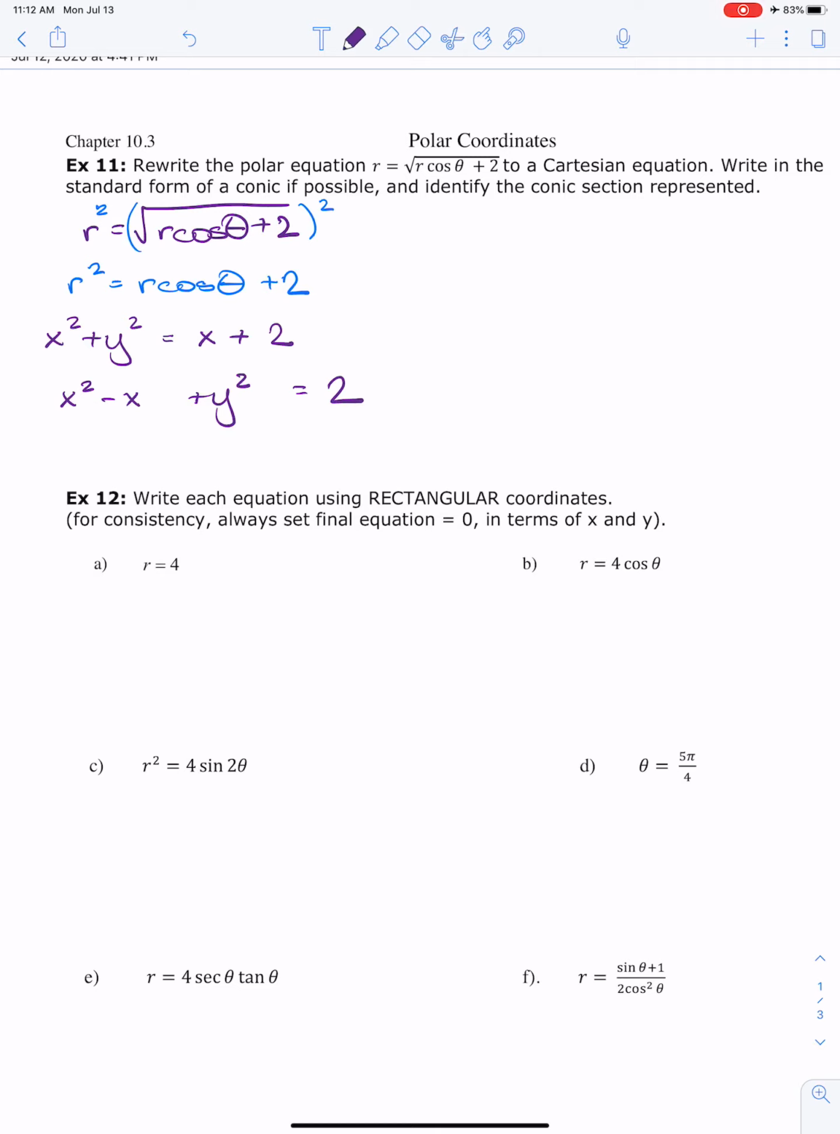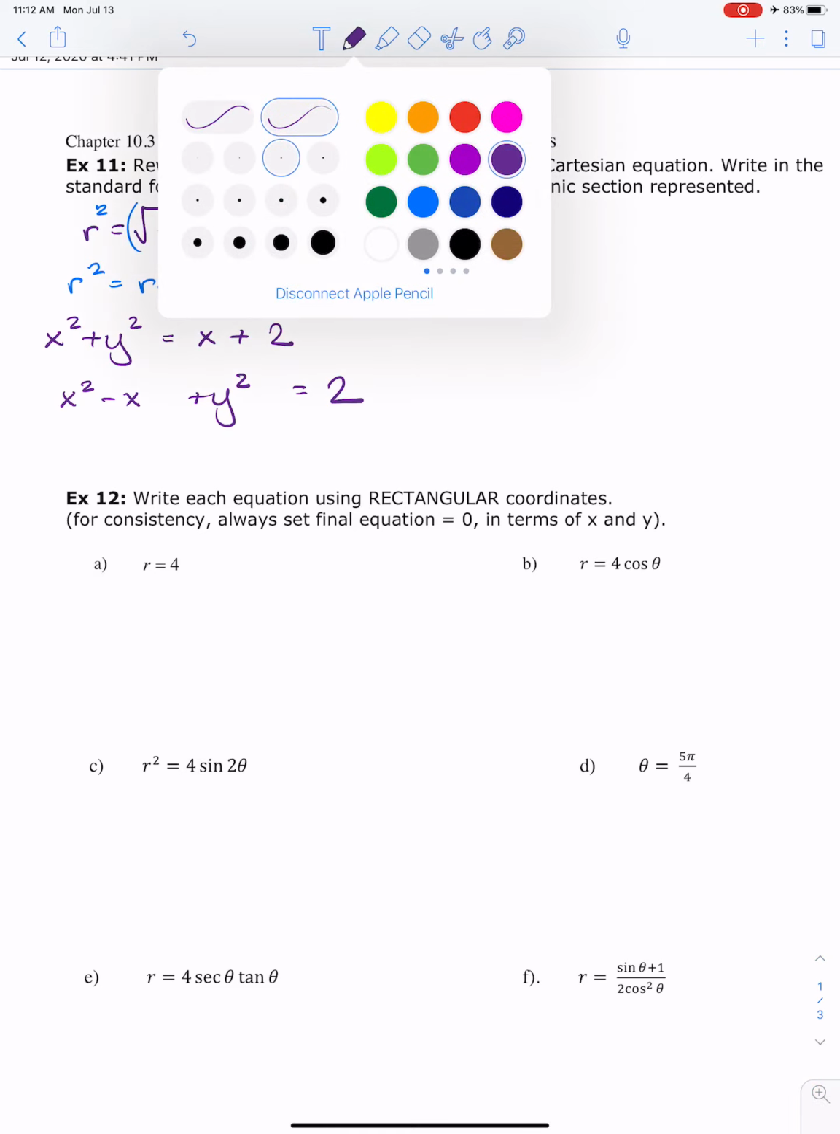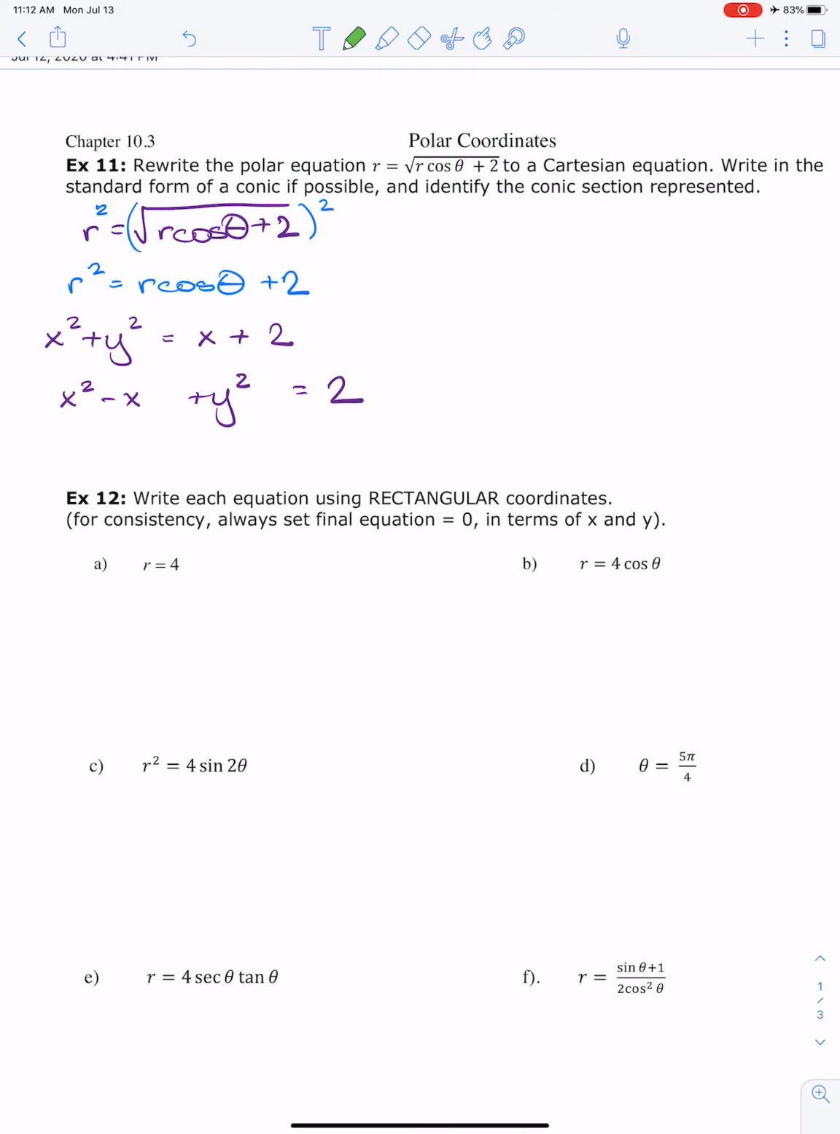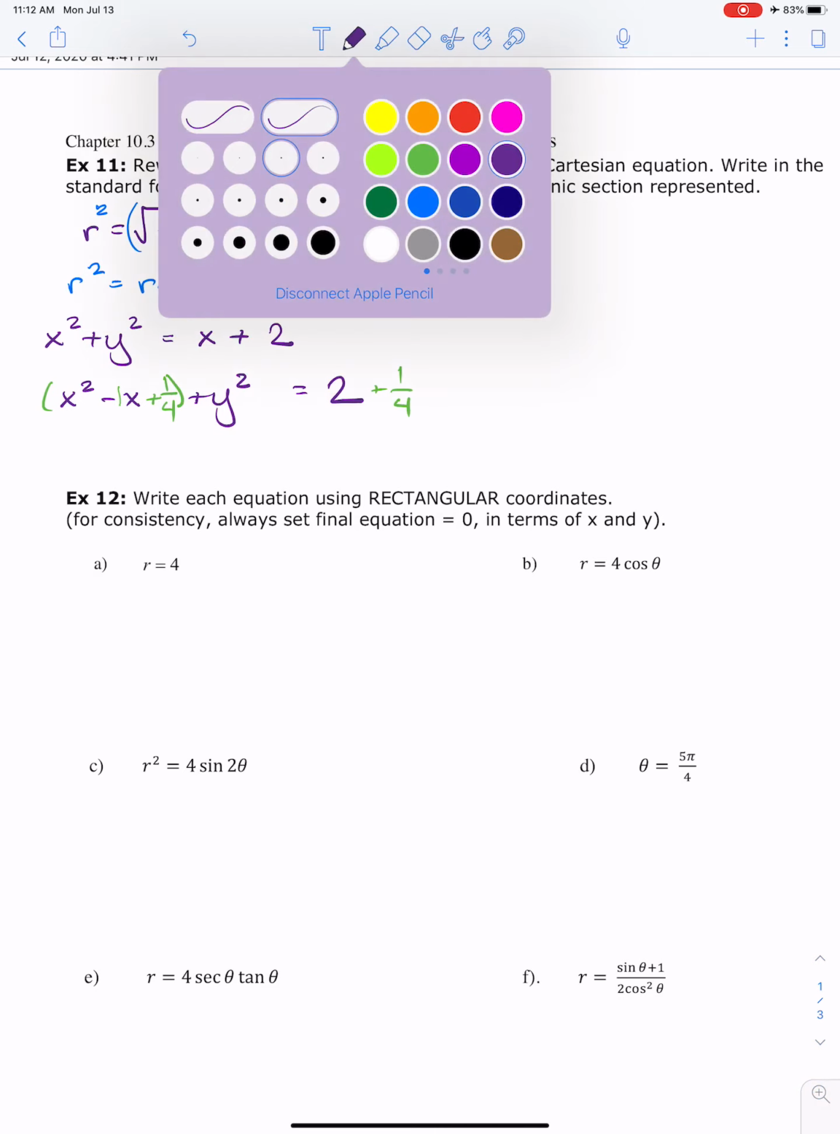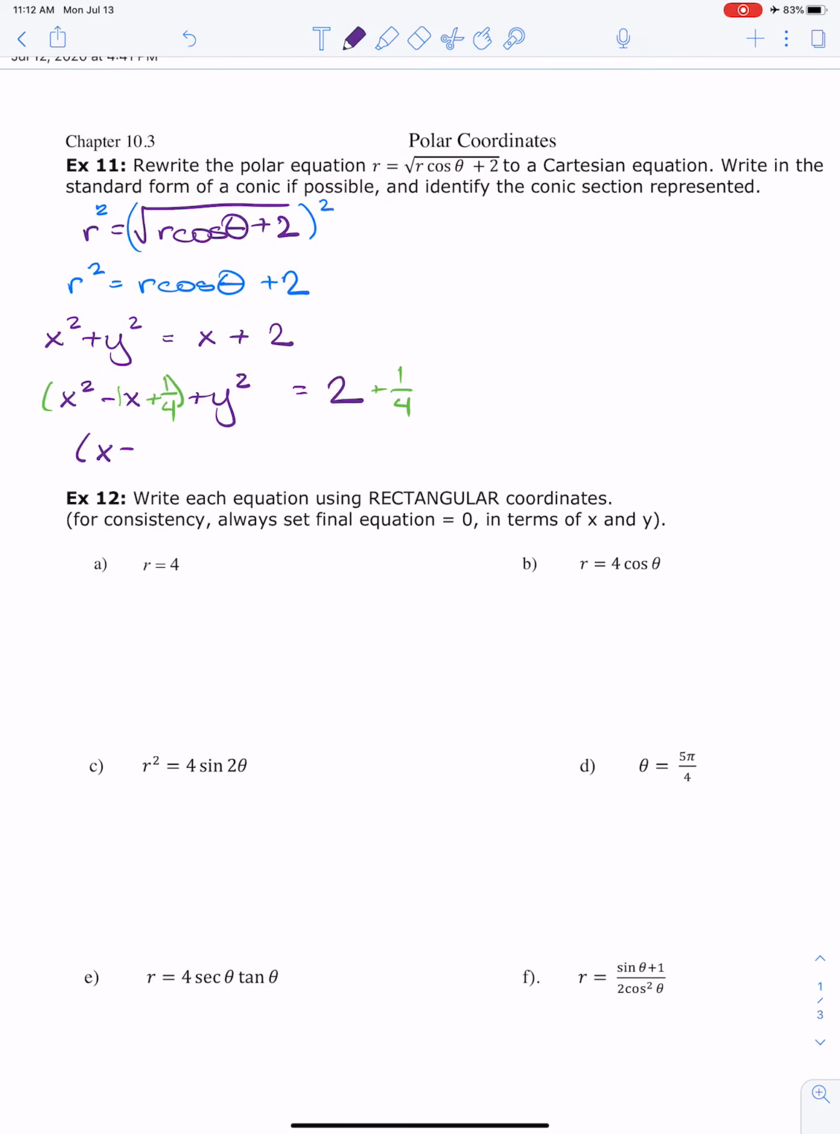Now I've got to rewrite this. I've got a positive x squared, a positive y squared. This looks like it's going to be a circle. And so I need to complete the square so that I can write this in the standard form of a circle. So to complete the square, I'm going to cut my coefficient in front of the x in half. I've got -1. Divide that in half, I get -1/2. I'm going to square that and add it to both sides. This turns into (x minus 1/2) quantity squared. We made it that way.